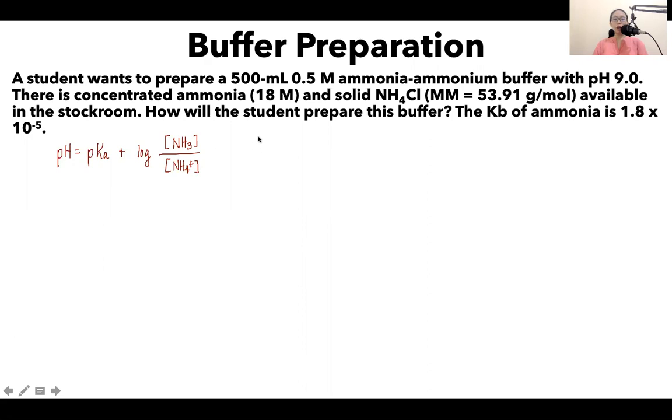Now notice we are given Kb. The given is Kb of ammonia, that's 1.8 times 10 raised to negative 5. But we need the Ka. Recall, Kb is for a weak base, so this is the Kb for ammonia. You can actually determine the Ka for the conjugate acid, so you can determine the Ka for ammonium. And how do you do that?